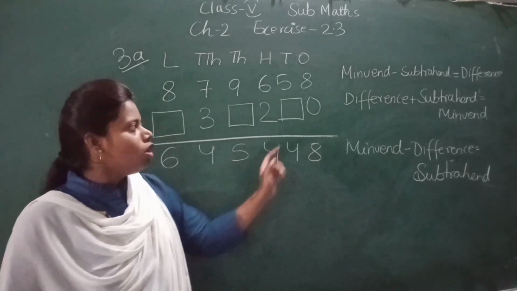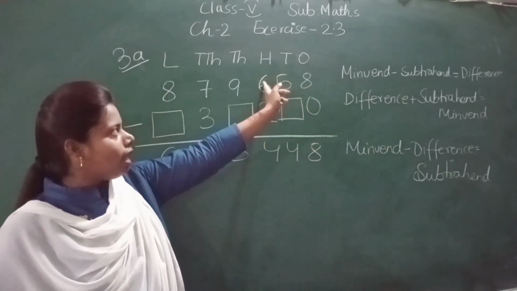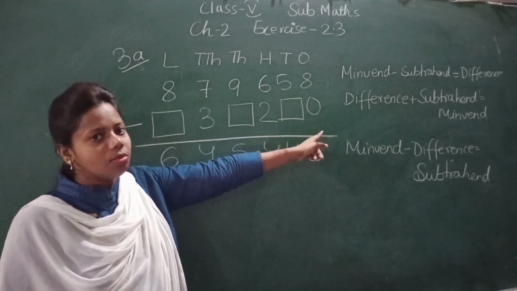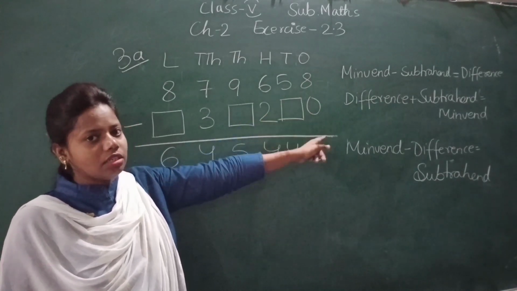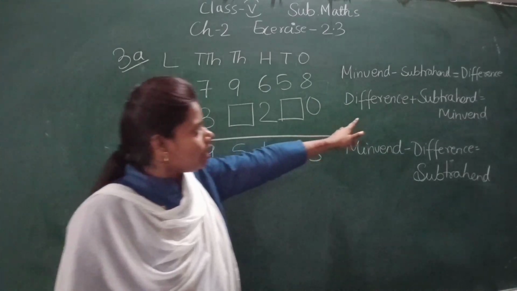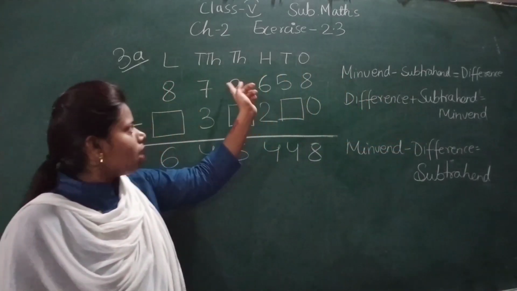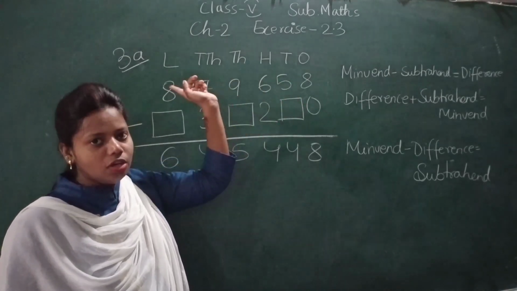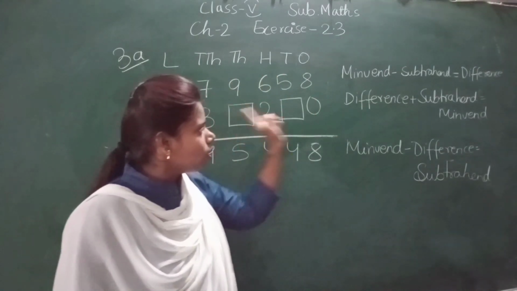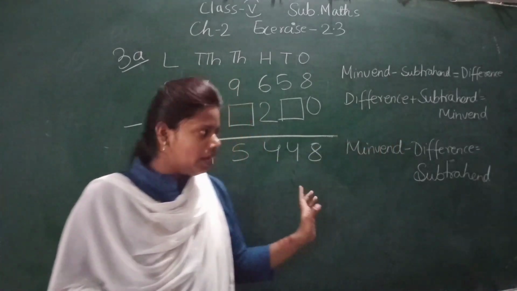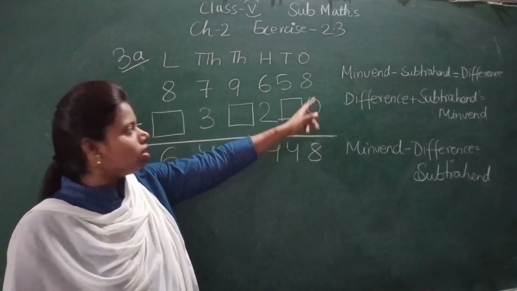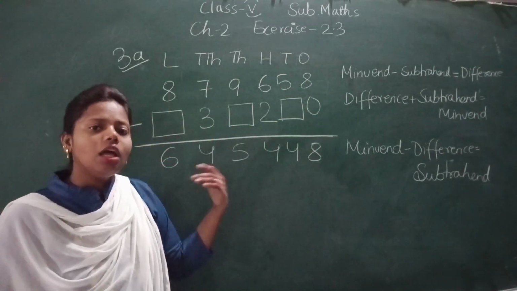So to find the difference, what do you have to do? Minuend minus subtrahend. This one is the minuend, this one is the subtrahend. To find the minuend, what you have to do? Difference plus subtrahend. You add the difference and the subtrahend, then you will get the minuend.